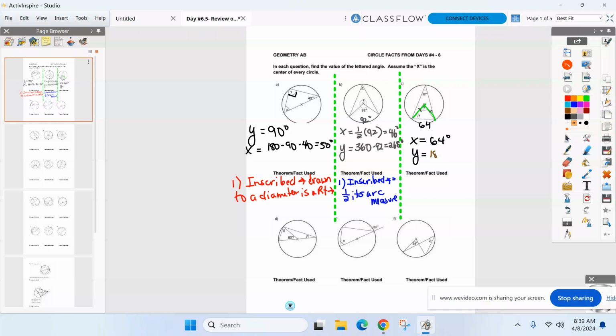So we get 180 minus the 64 we just found. Cut it in half because they're both equal. Hopefully we're getting 58.